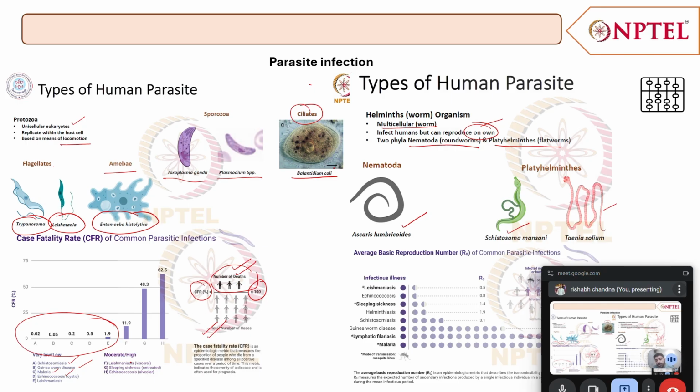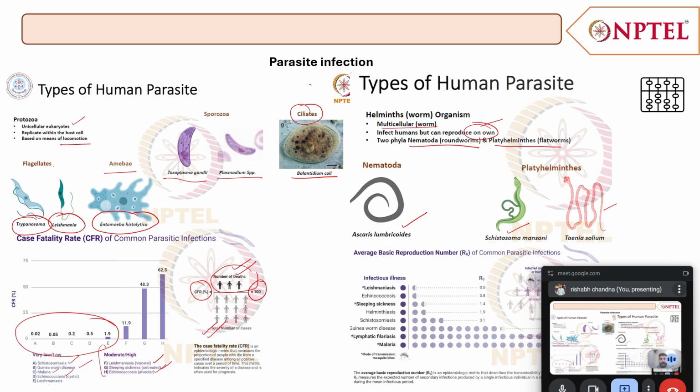Then we have the moderate or high in case of leishmaniasis, that is visceral. Then we have sleeping sickness if untreated, and echinococcosis, that is alveolar. Okay, so in this case, the CFR is really high.